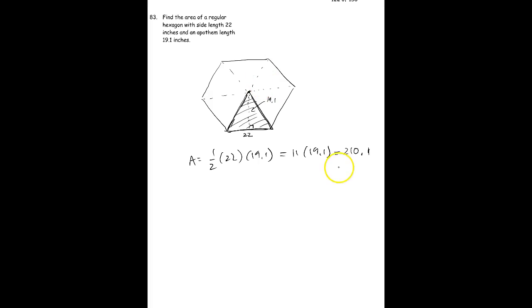We have 6 of them, so we have to multiply our answer by 6 to get the full area of the hexagon. And if you put that into your calculator, 210.1 times 6 will give you 1,260.6. And these are inches, so we have inches squared. And so that is the answer.